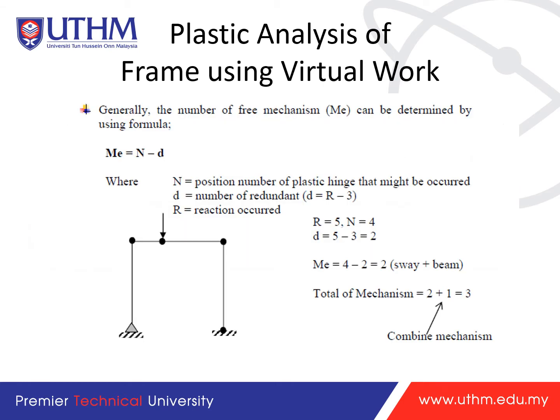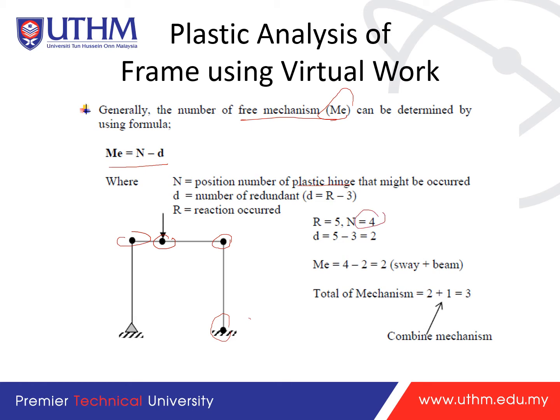Generally, the number of free mechanisms, ME, can be determined using the formula ME equals N minus D, where N is the number of positions where a plastic hinge might occur, so it's the total number of hinges. We have a hinge at the fixed support, a hinge at the joint, and another hinge at the applied load. So for this case we have 4 plastic hinges.